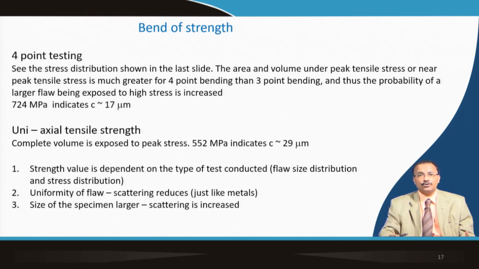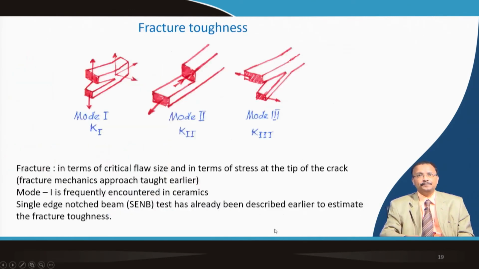Uniformity of flaw size is always desirable, because the scattering is reduced, just like in metals. If the size of the specimen is larger, then the scattering is increased. So, separately I will devote one lecture to how to get the design stress by the statistical method. We will come back to this issue to elaborate it further.